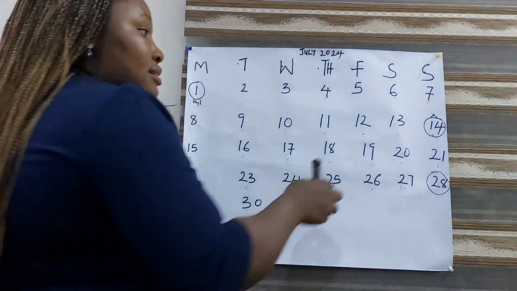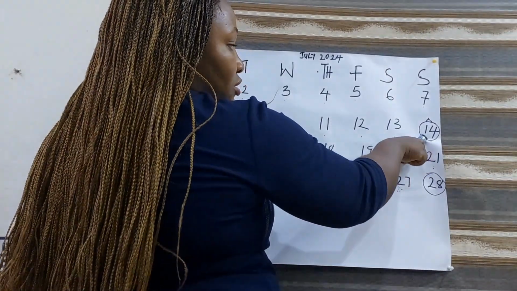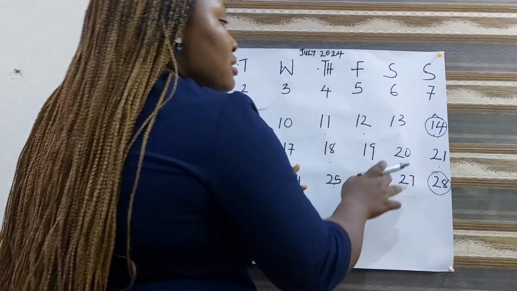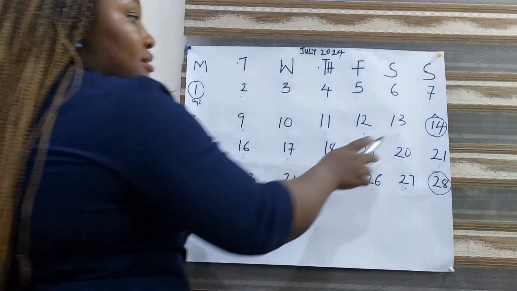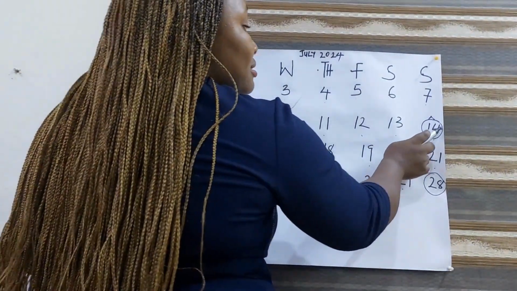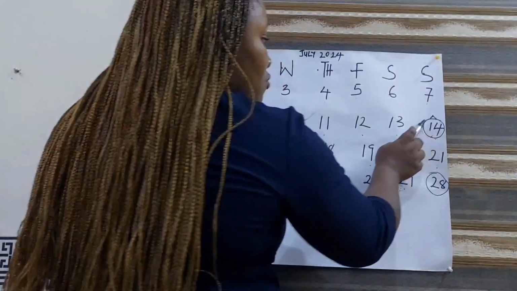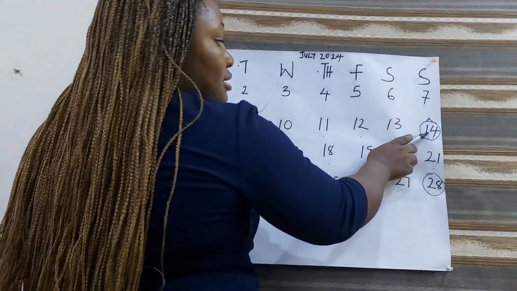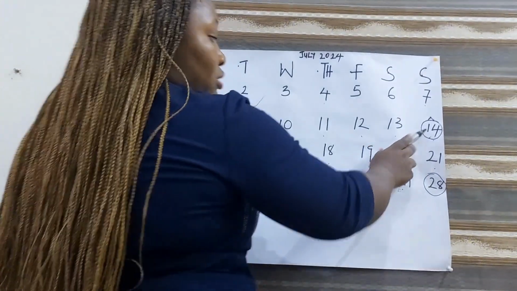So this is the peak day of your ovulation, this particular 14. Once you take away this 14, this is your peak ovulation. This is the day you are expected to ovulate, on this very 14th of July. This is the day you ovulated for the month of July.